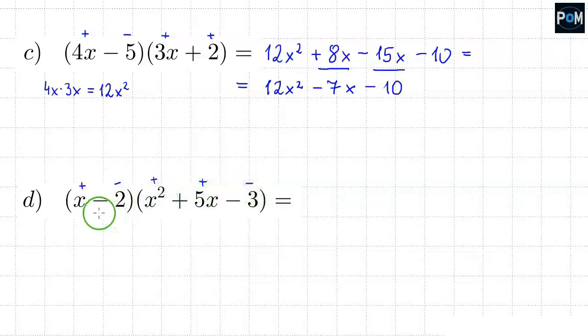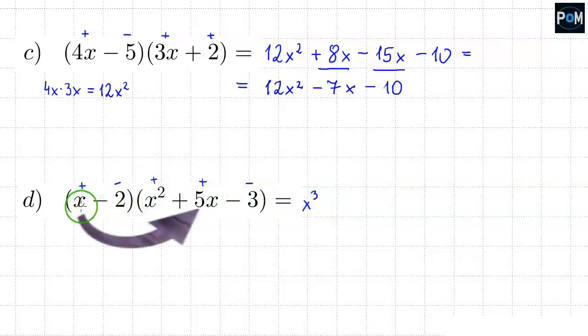And we must multiply each by each. So we will multiply this x 3 times. And we're also multiplying this 2 3 times. So there are 6 multiplications in total. The first multiplication, x times x squared, both positive, gives a positive result. X times x squared is x to the third power.